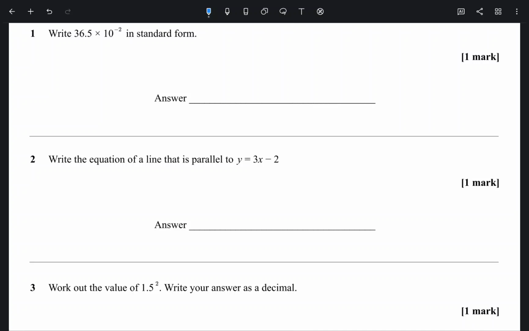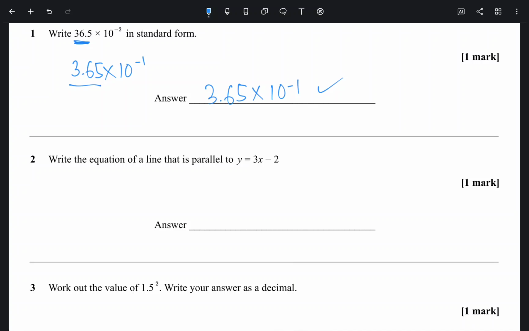So we know for us to write in standard form, the number needs to be between 1 and 10. So what I can do is divide 36.5 by 10, take it down to 3.65. And because the number's getting smaller, it goes from minus 2 to 10 to the power of minus 1. Okay, so now the number is between 1 and 10, and that is in standard form. So it would be 3.65 times 10 to the power of minus 1. Okay, and that's number 1. And if you did that, you'd get 1 mark.